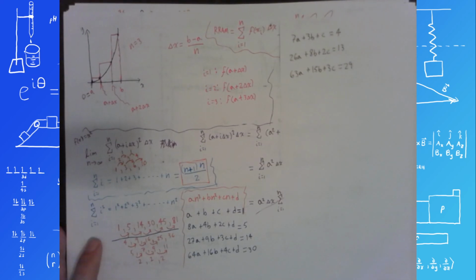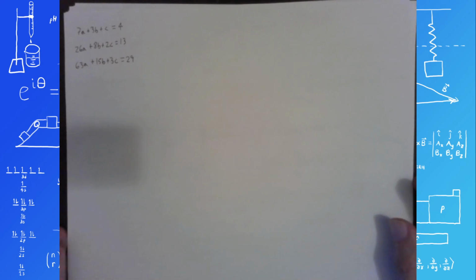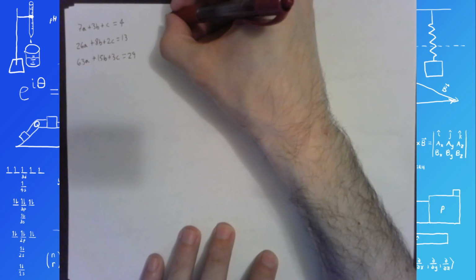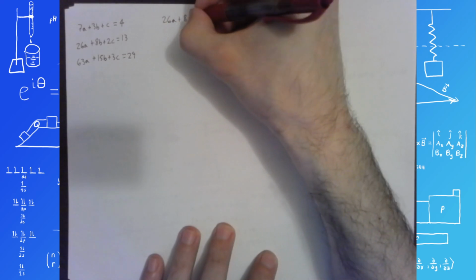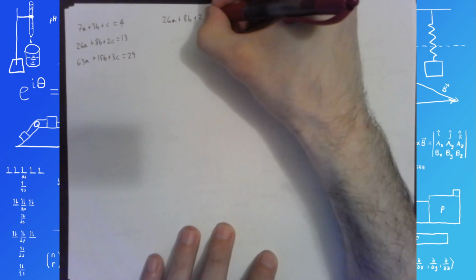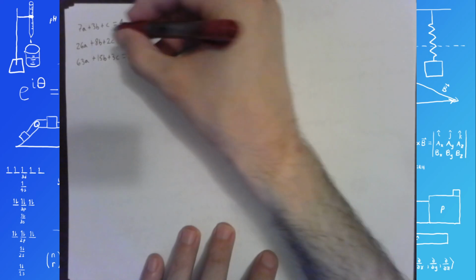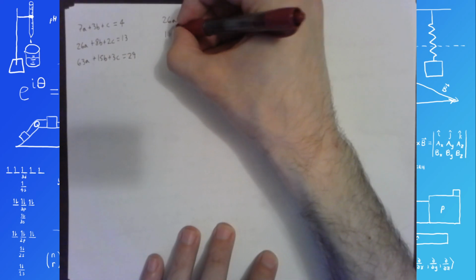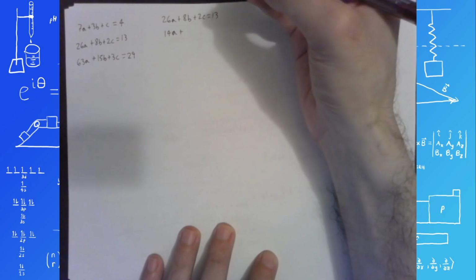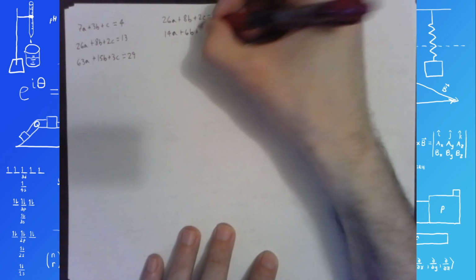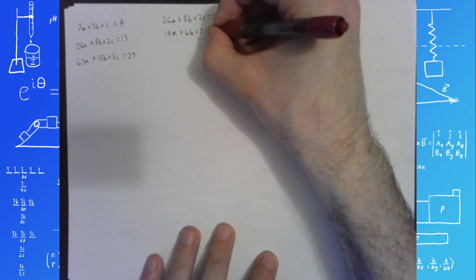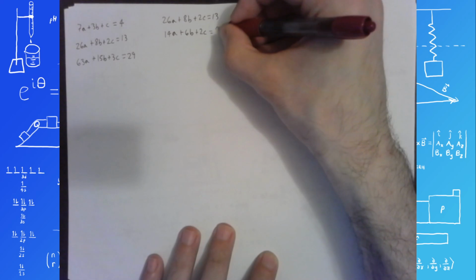Okay, we can work with this. And then from here, I guess I can multiply the first equation by 2 and subtract it from the second. So if I do 26a plus 8b plus 2c equals 13, and I do 2 times this, so 14a plus 6b plus 2c equals 2 times 4 is 8.